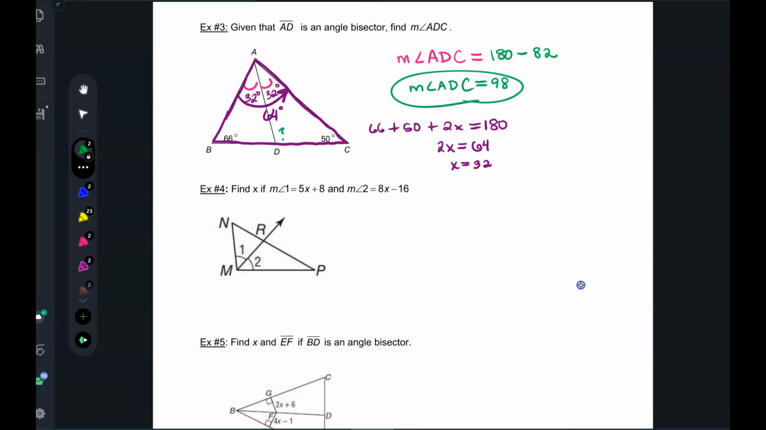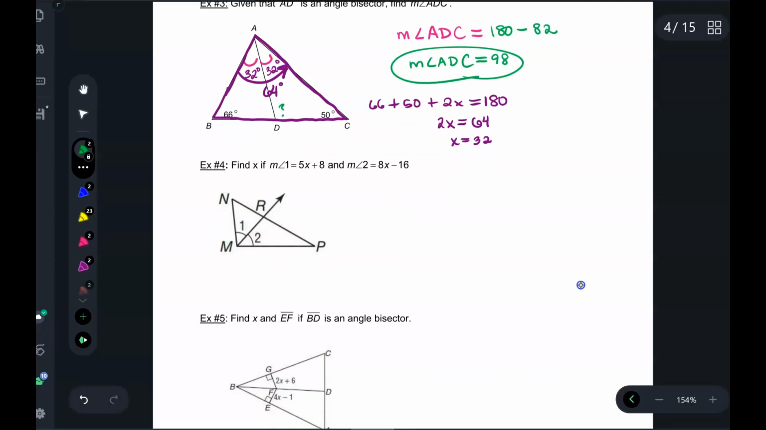Oh my god, this is so simple. What's wrong?